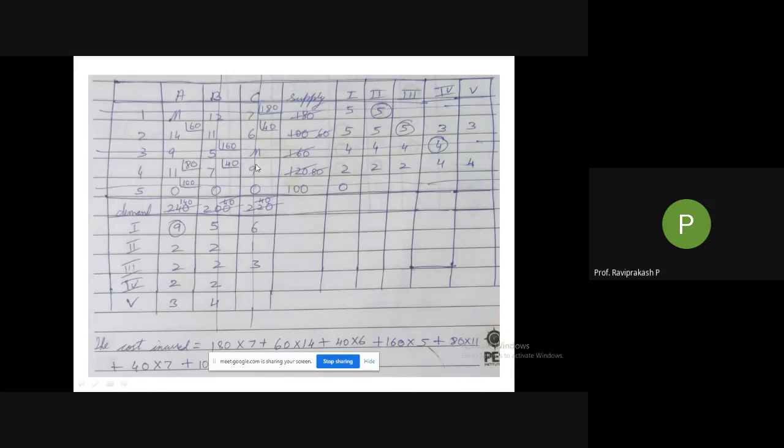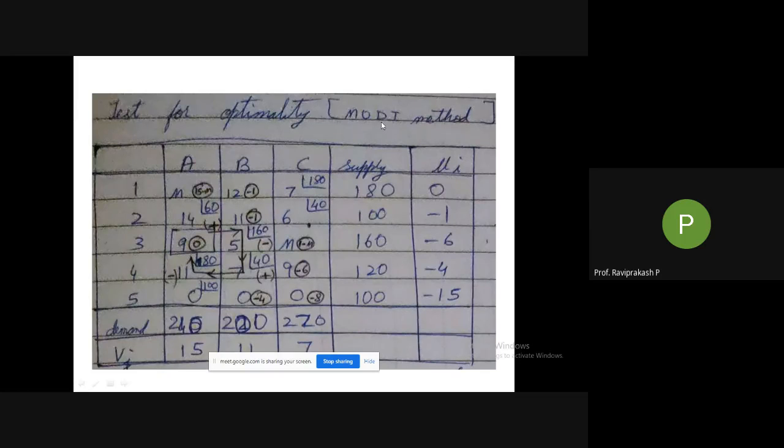After getting these assignments, we started with the optimality, that is the modified distribution, MODI method. What we are doing is modifying the distribution. Here I told you how to find ui and vj, then how to find delta ij. Delta ij is equal to cij minus (ui plus vj). Using those, we find these values for unassigned cells, where everything should be negative. If there is a plus, we first need to tackle those, whichever has the higher value.